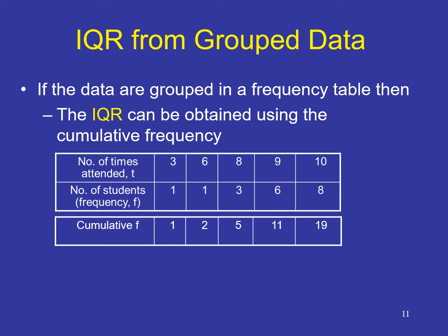So what we do is we create an extra row called the cumulative frequency. And a reminder, the cumulative frequency is simply a running total of the frequency. So we started off with 1, then we add 1 to give 2, then we add 3, and so on.